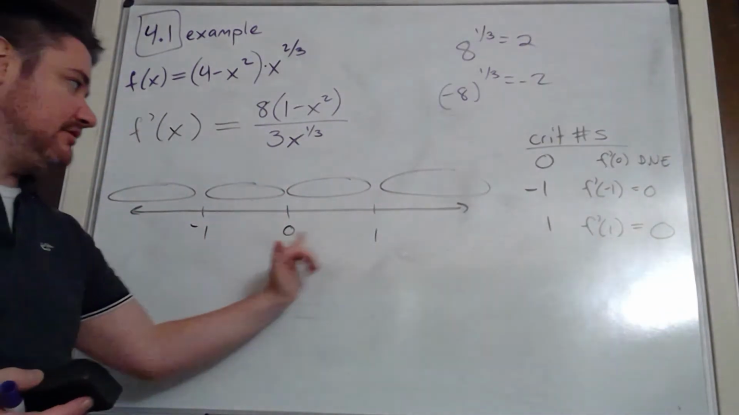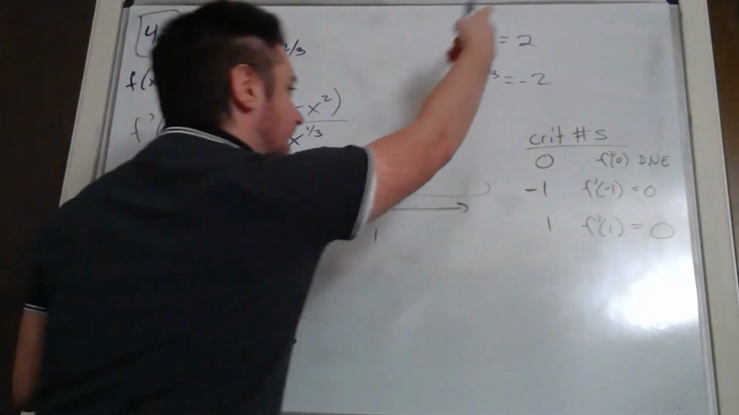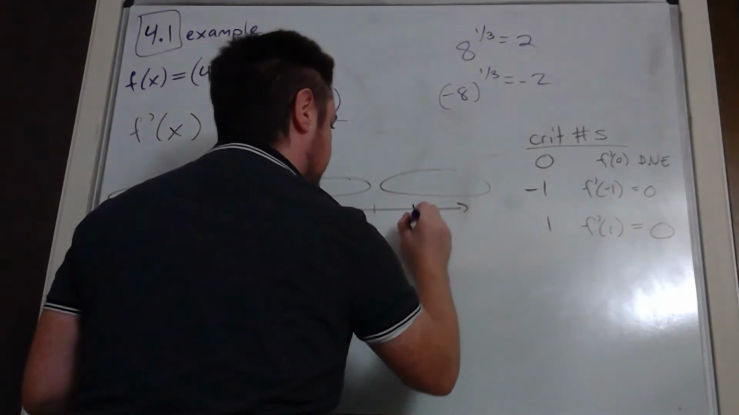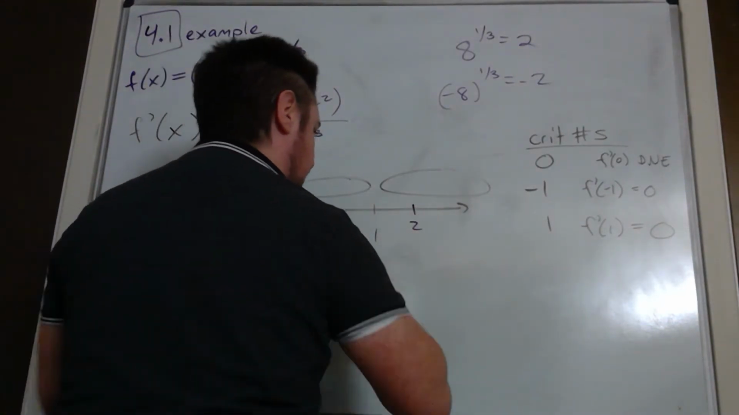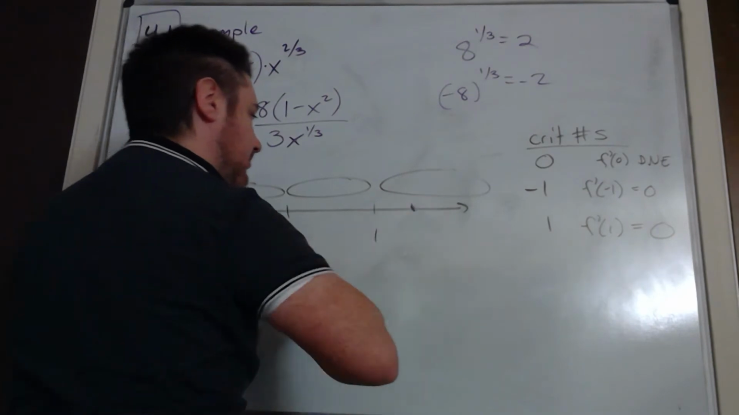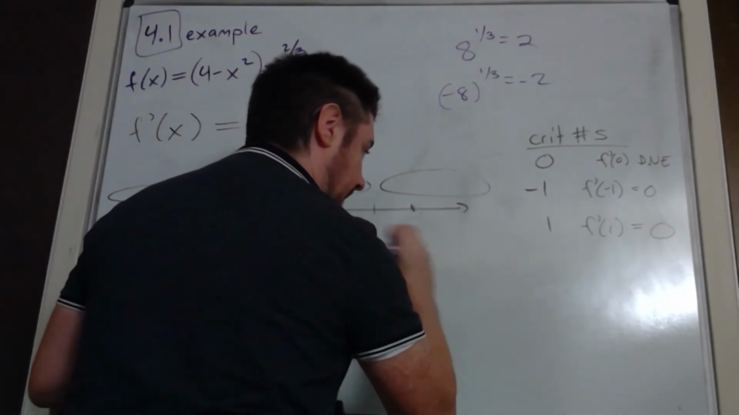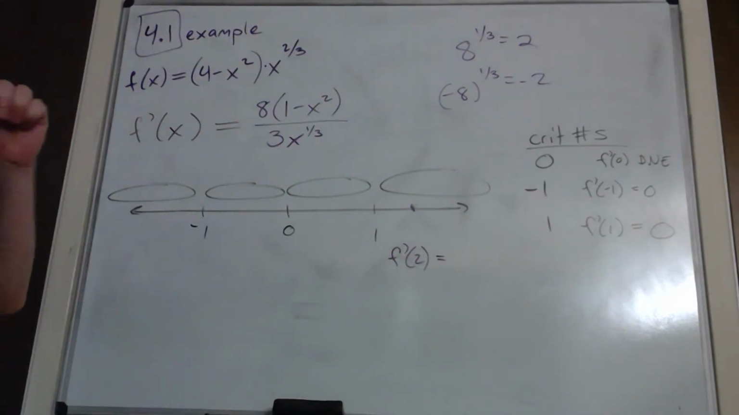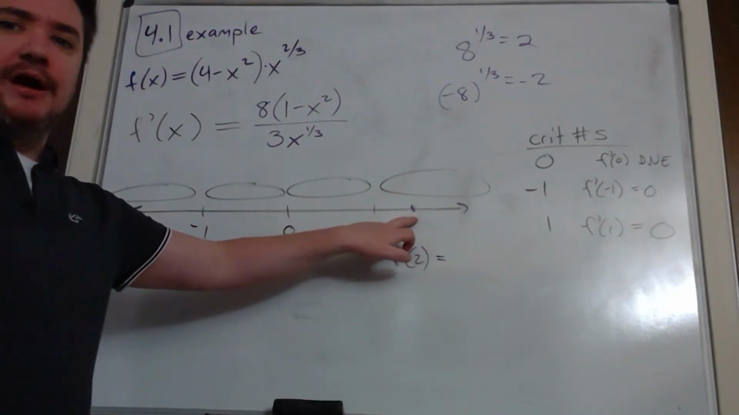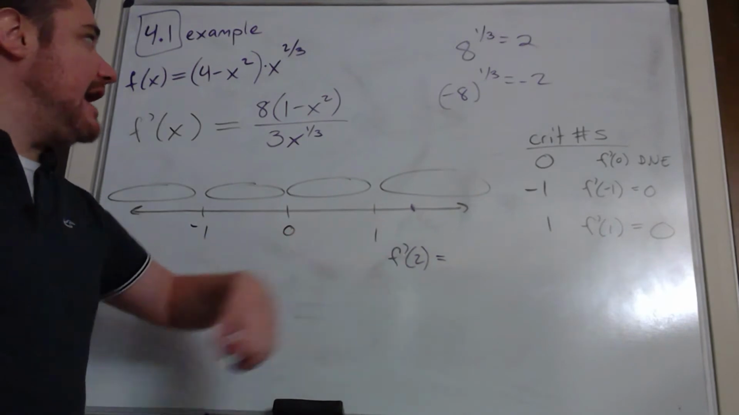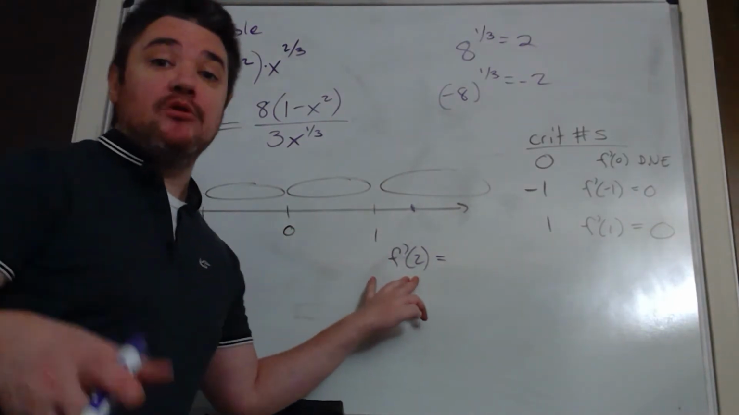Because in this case, let me try f prime of 2. So I'll test this value 2. Sometimes I don't like to put that on a number line, and I'll explain why. But I want to do f prime of 2. And let's calculate that. Let me find f prime of 2, and then we'll explain.